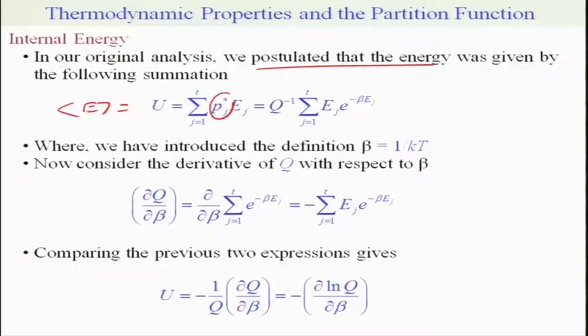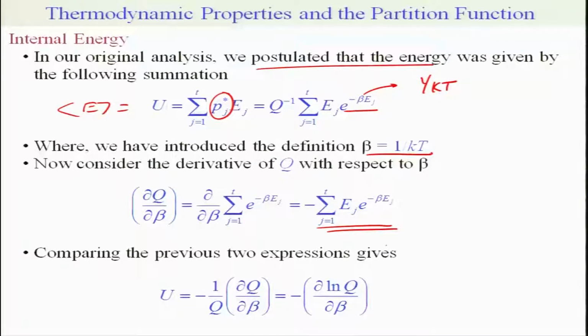Now, we can replace Pj by e to the power minus beta Ej divided by q, which can be written in this way. What we have introduced here is beta, which is nothing but 1 by kT. Now, if you take the derivative of this partition function, del q by del beta, the Ej comes out here, and it is nothing but this part.